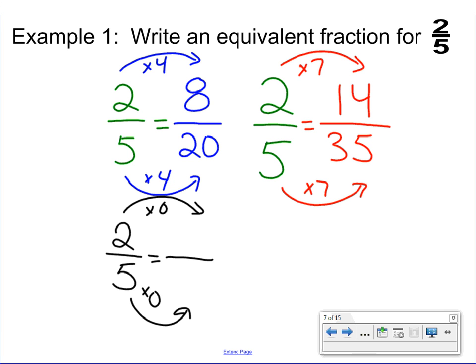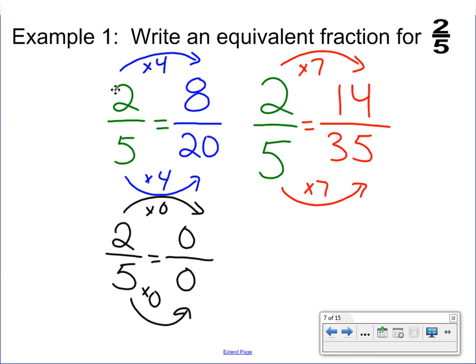If I take 2 times 0, I get 0. If I take 5 times 0, I get 0. 0 over 0 means that I have nothing and I've cut it into no pieces. Is that the same as saying I have a pizza cut into 5 pieces and I have 2 of them on my plate, or I've eaten 2 of them? That doesn't work. So when you multiply times 0, it does not give you an equivalent fraction. So do not use 0 to multiply by as an equivalent fraction.